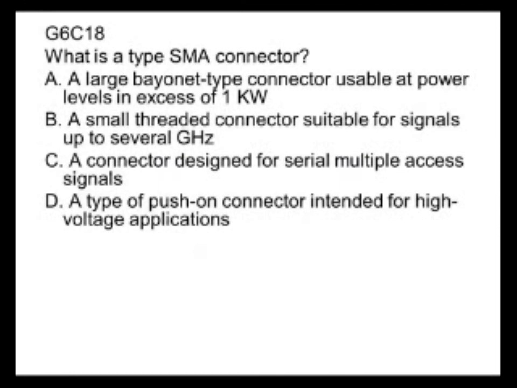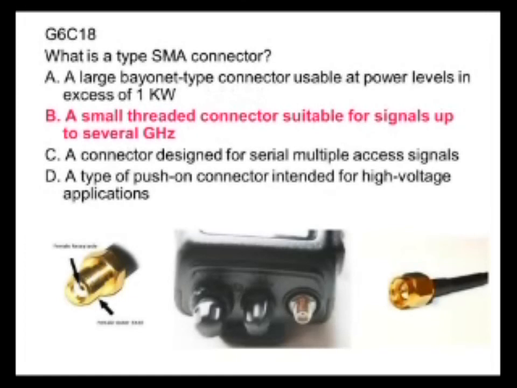What is a type SMA connector? A type SMA connector is an antenna connector. It's a small threaded connector suitable for signals up to several gigahertz. If you have one of the Chinese handhelds, you have a reversed SMA on it. This is the normal female SMA here. Here's the normal male SMA connector here. And again, it's a constant impedance connector that is good up to several gigahertz.